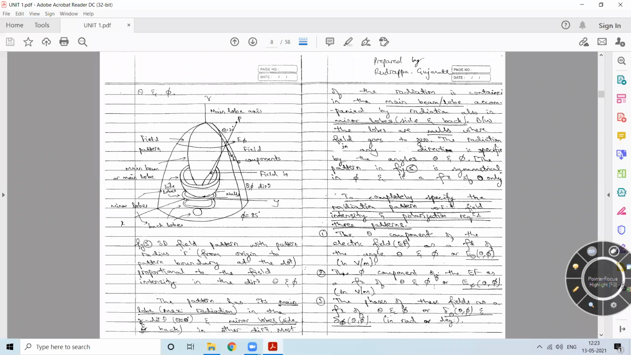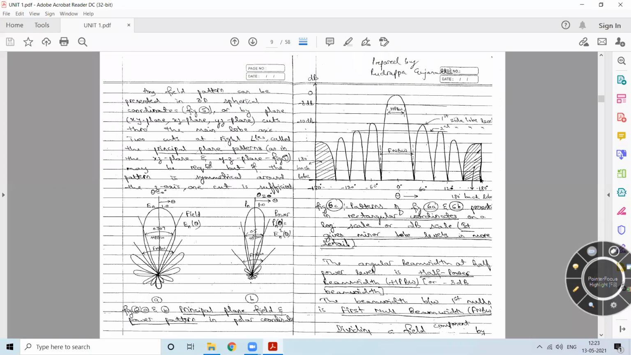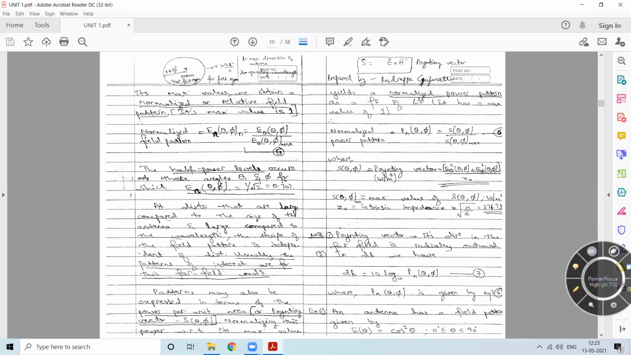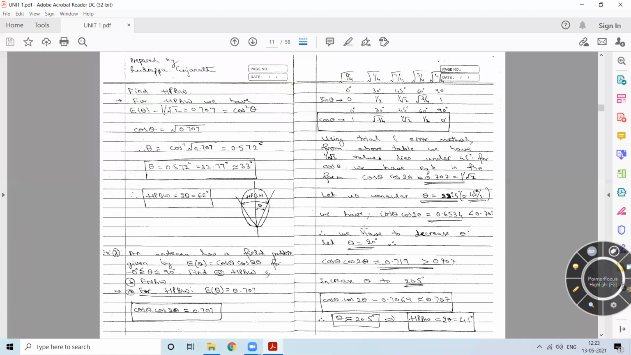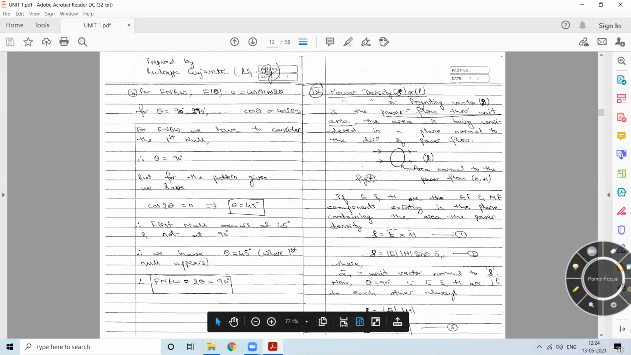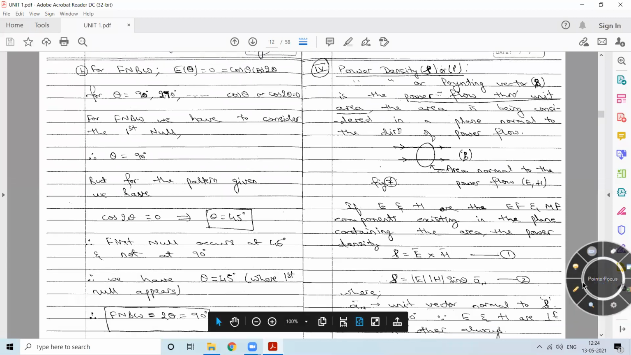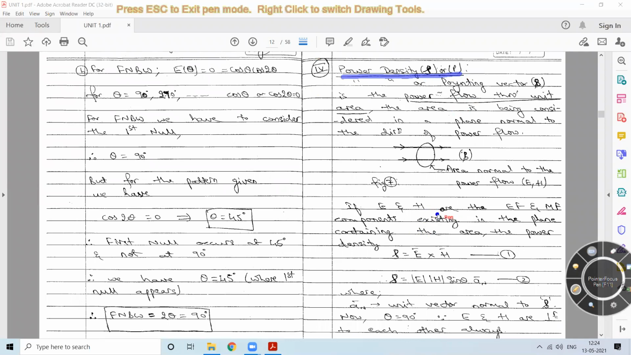Apart from this, we discussed two problems relating to first null beam width and the half power beam width. So these are the problems we had discussed in the previous session. So continuing with the next part, that is power density. Power density is the power flow through unit area. It is defined as the power flow through the unit area.